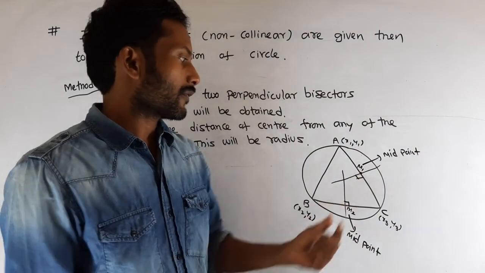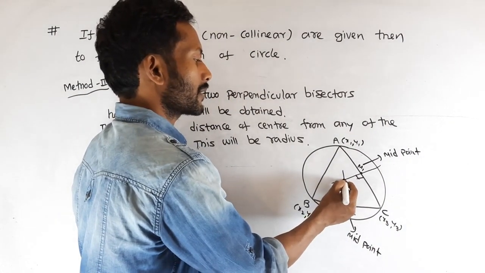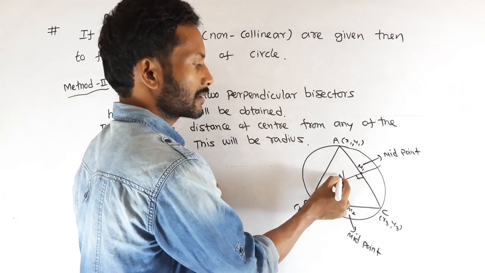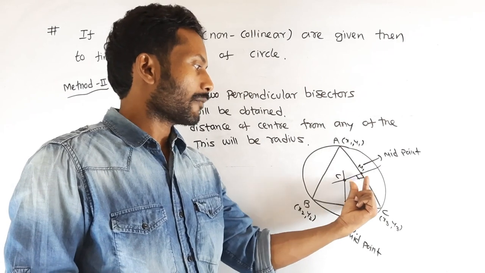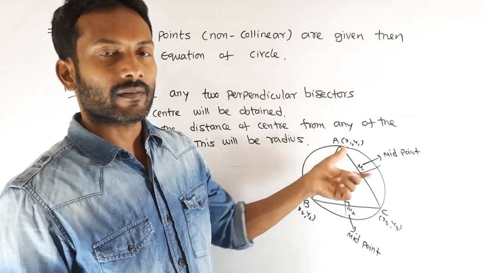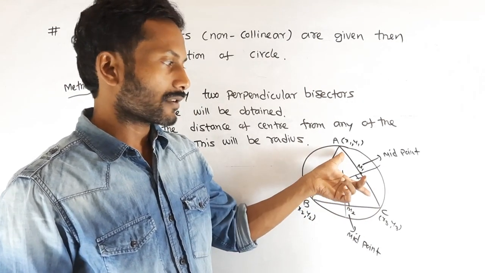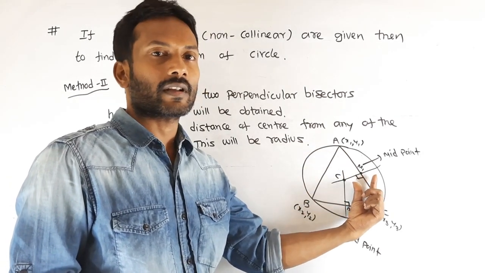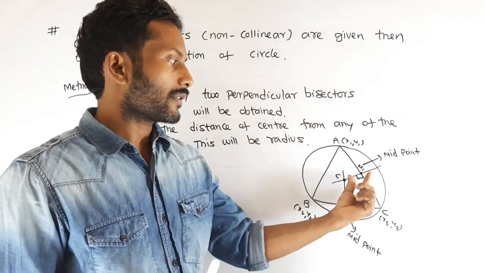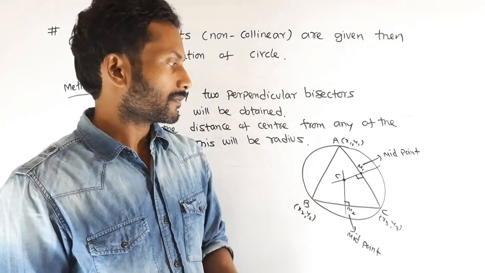So slope of this one is center. Point of intersection of two perpendicular bisectors. This one is center. This will be center. So CM1 perpendicular to AC. Slope of AC, we can find slope of AC. So slope of AC into slope of CM1 is product of the slopes equal to -1.